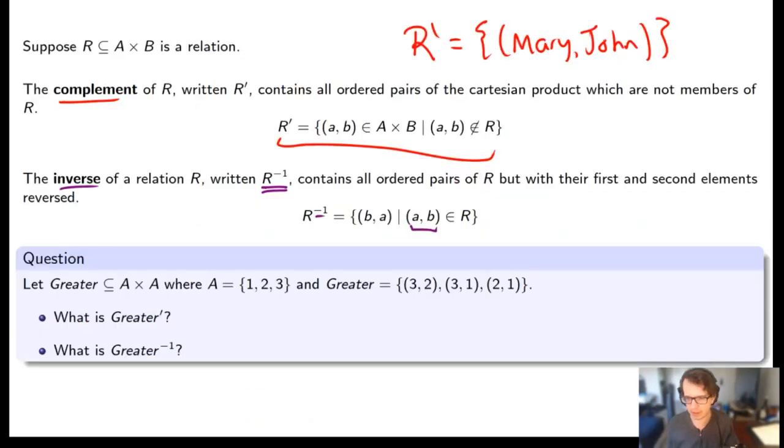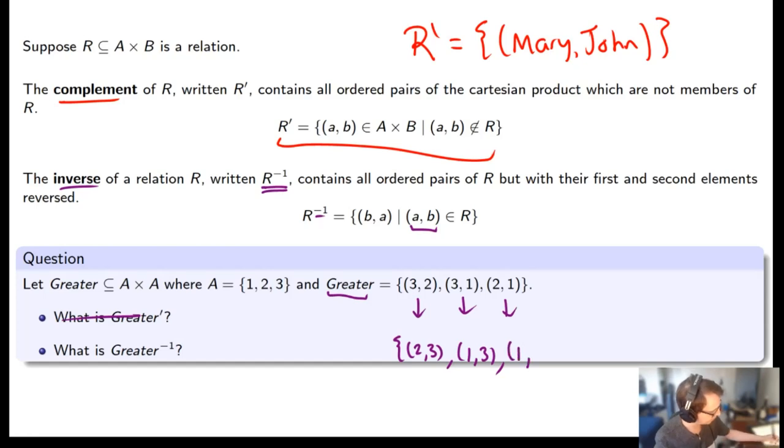So for example, here we have greater. Greater has 3, 2, 3, 1, and 2, 1. Let's not worry about greater complement, but let's think about greater inverse. What would be greater inverse? Well, we're just going to take all of these pairs and we're going to flip them. So greater inverse would have 2, 3, because we're going to flip 3, 2 and make it 2, 3. We're going to flip 3, 1 and make it 1, 3. And we're going to flip 2, 1 and make it 1, 2. So greater inverse becomes 2, 3, 1, 3, and 1, 2.